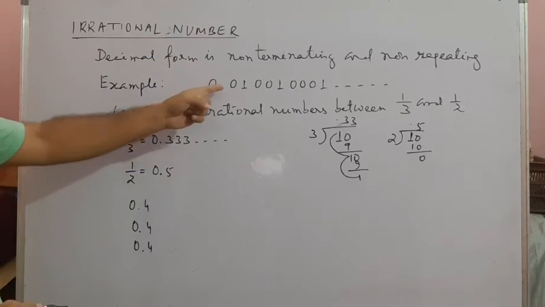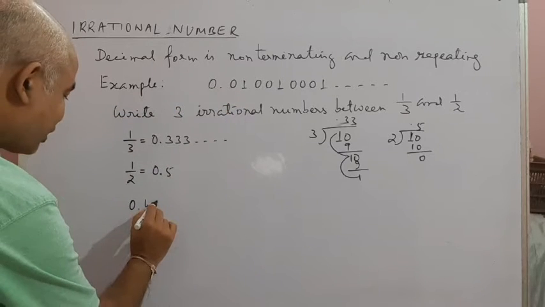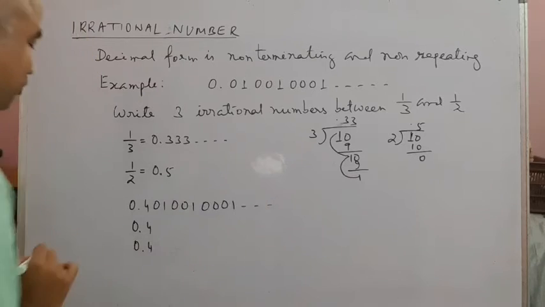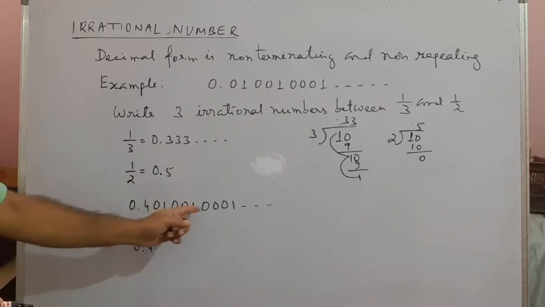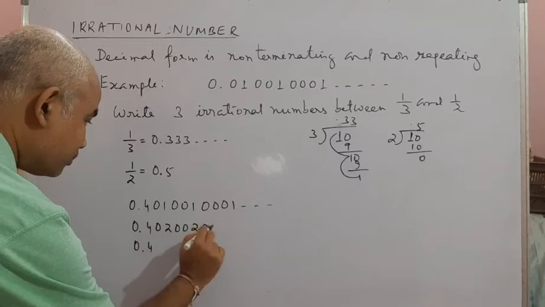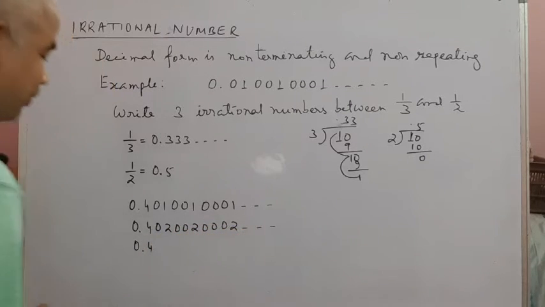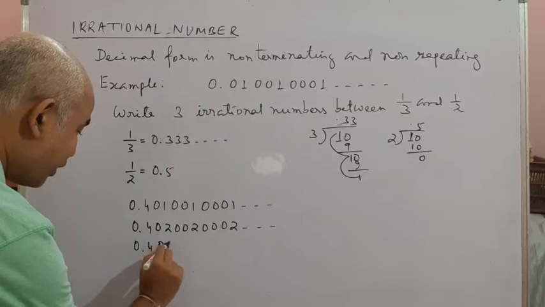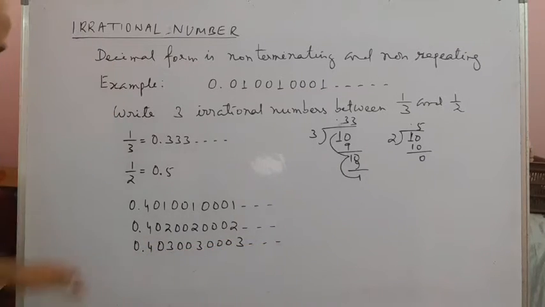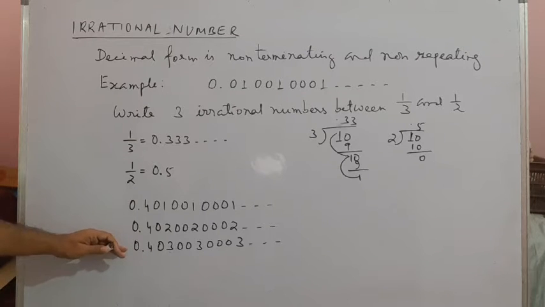That means try to write it like that. Say I write like this one, 0 1 0 0 1 0 0 0 1 in this way. Here I have used 0 and 1. Let me use here 0 and 2 in this way. Let me write here 0 and 3 in this way. So these 3 are irrational numbers.